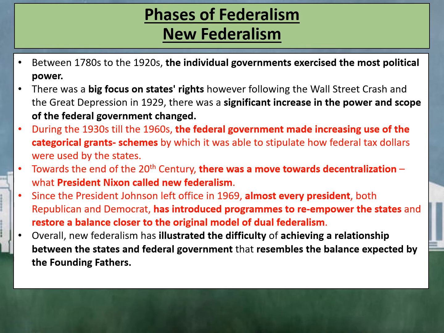Since President Johnson left office in 1969, almost every president, both Republican and Democrat, has introduced programs to re-empower the states and restore a balance closer to the original model of dual federalism. These programs, although they vary quite significantly, are often still seen as new federalism. In brief, they have worked as follows. President Nixon introduced general revenue sharing, which allowed the states to spend a greater proportion of their federal grants as they choose. Carter continued the general revenue sharing program of his predecessor, but also cut the amount of federal grants available to the states so that they would become more self-dependent.